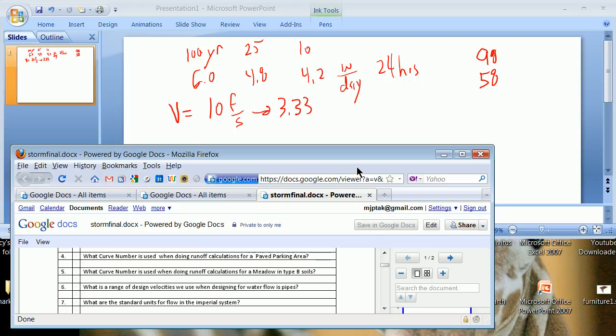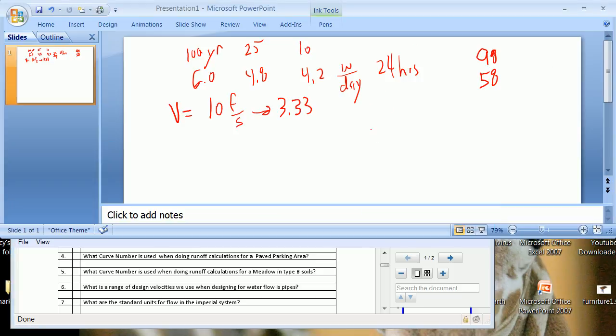Standard units of flow in the Imperial system. Incredibly important. A large part of what we've talked about all semester is cubic feet per second. We'll go back at the end of this to the graphic that we have that doesn't have flow on it, but it has cubic feet on it. So the standard of flow would be volume over time, so it would be cubic feet per time.